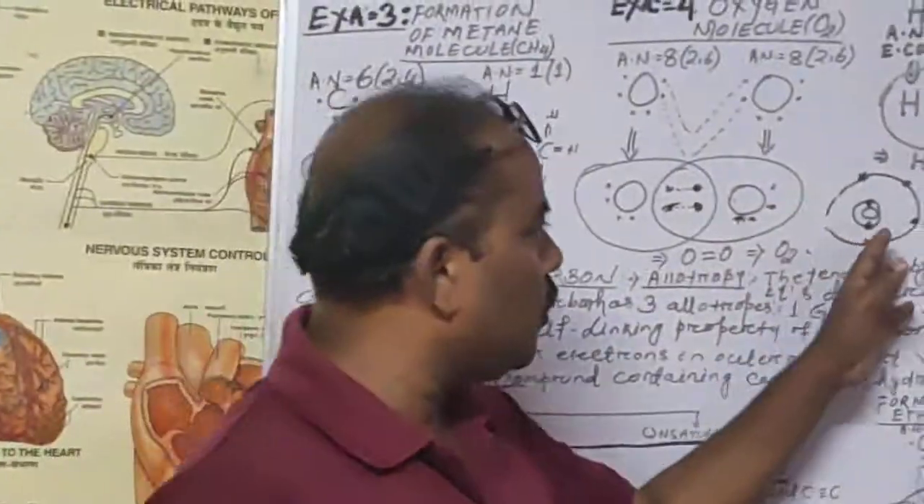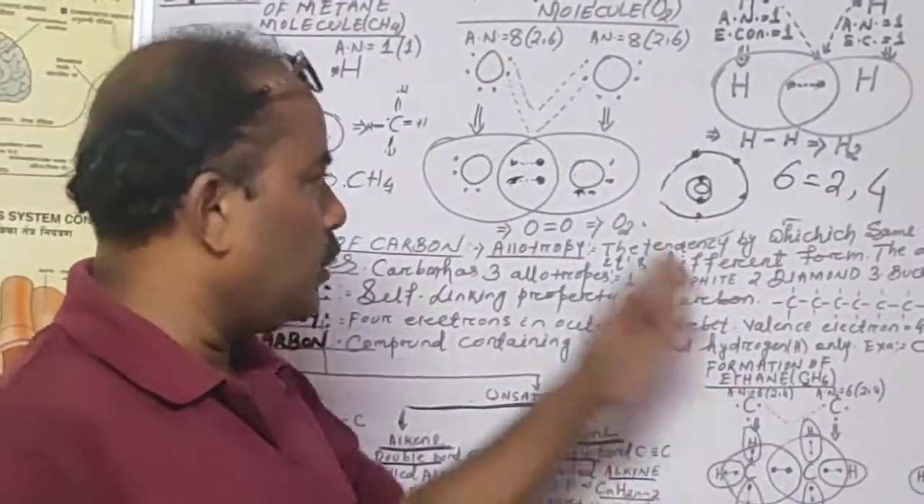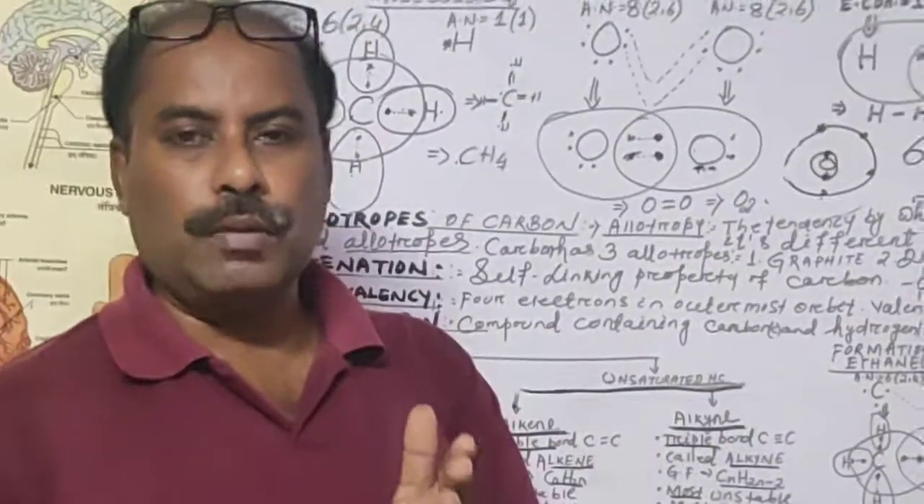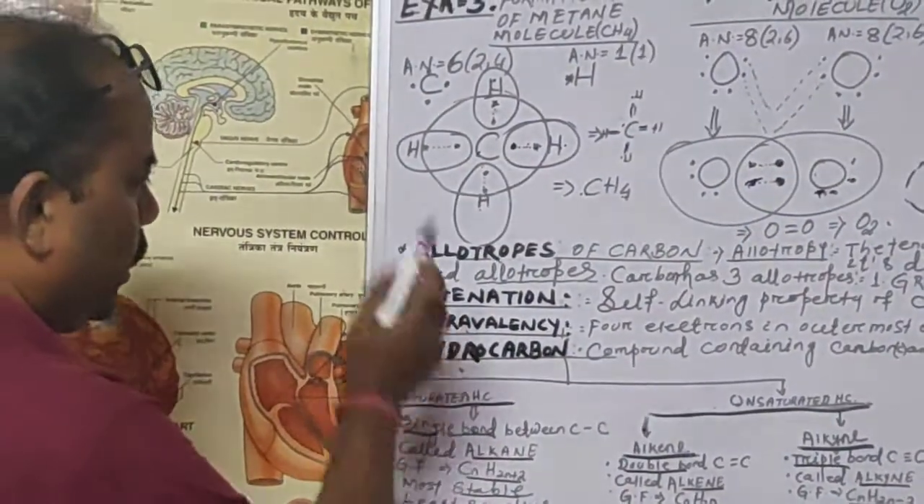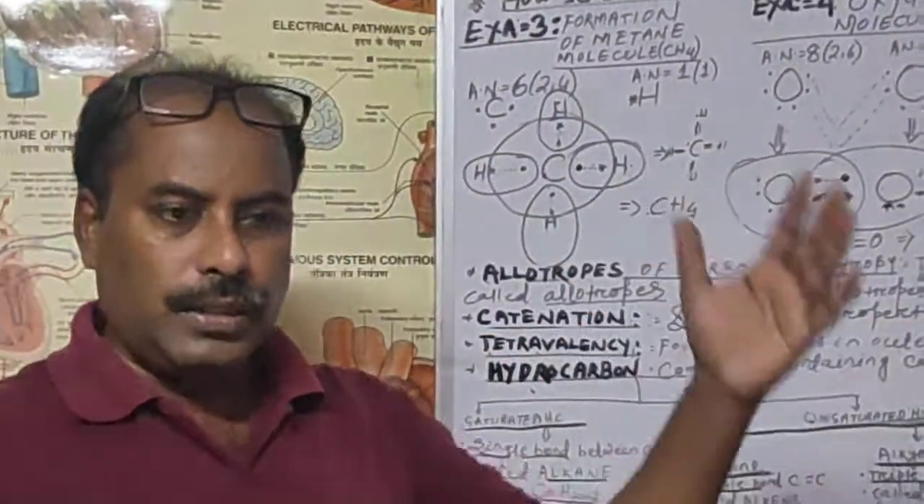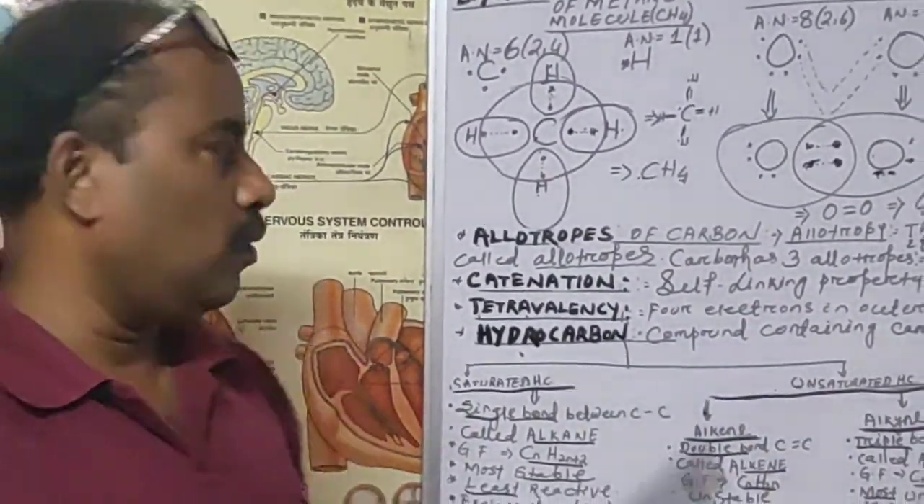Its valence electrons, meaning outermost electrons, are 4. That is called the valence electrons, and its valence is also 4 because it shares 4 electrons for making bonds. So, tetravalency. Because of catenation and tetravalency, carbon is a unique element and makes the largest molecules and a maximum number of compounds.